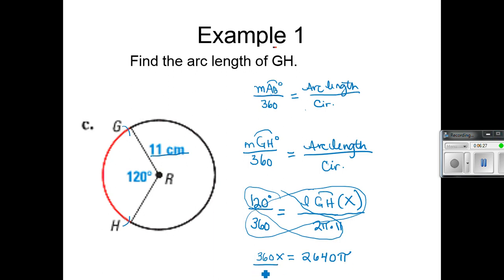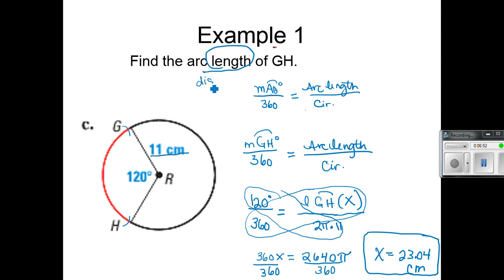And then I'm going to divide both sides by 360. And now when I do that, I can type 2,640 pi divided by 360 in my calculator. And I will get x equaling 23.04 centimeters. Now remember, we were looking for a distance because we were looking for a length. Therefore, our units is centimeters.